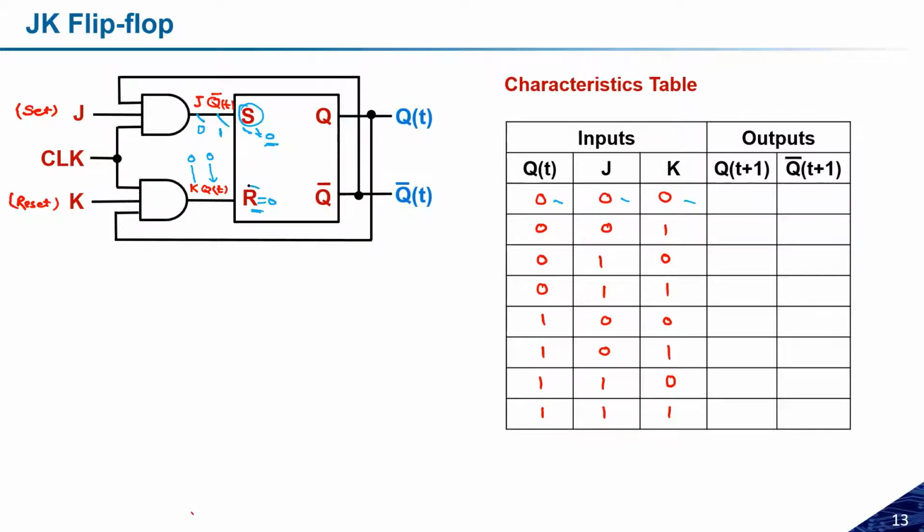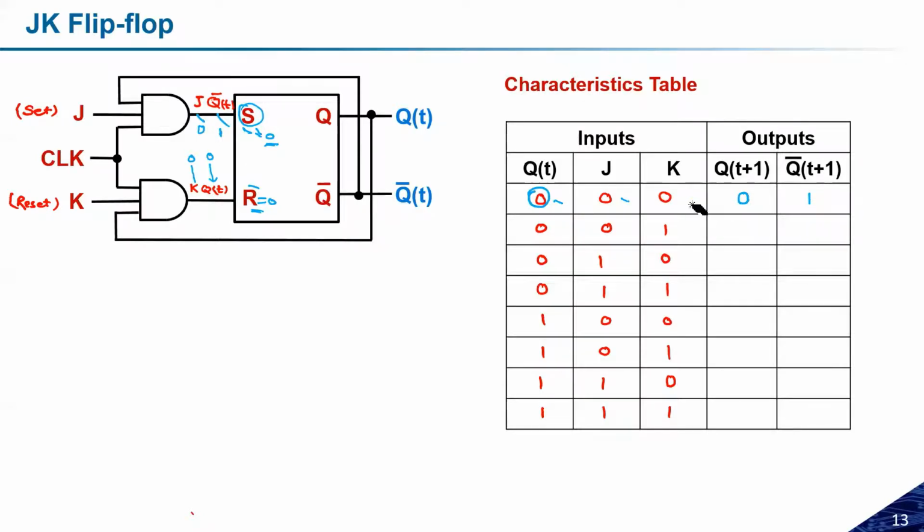So s and r are both 0. If s and r are both 0, what does it mean? It means that it will hold the previous state. So the output will be the same as the previous state. The previous state output was qt, and qt was 0, so I will get 0. So qt complement, by default, will be 1.